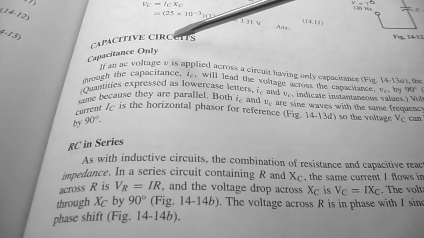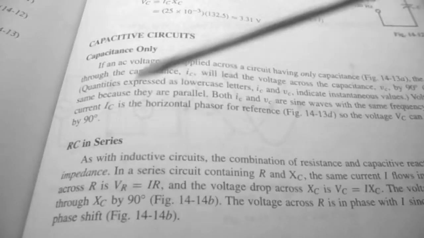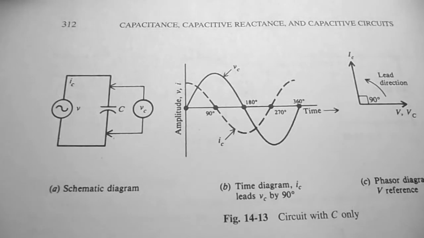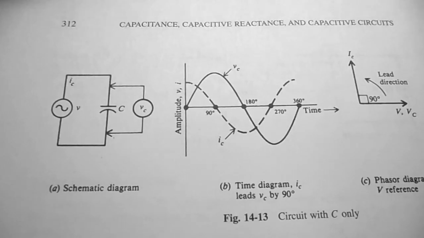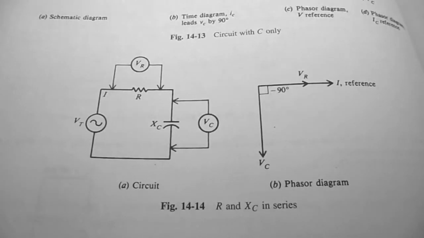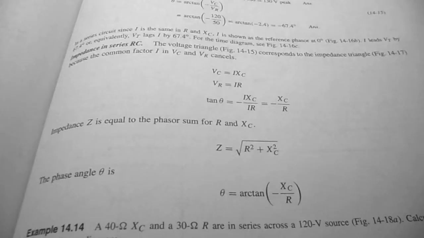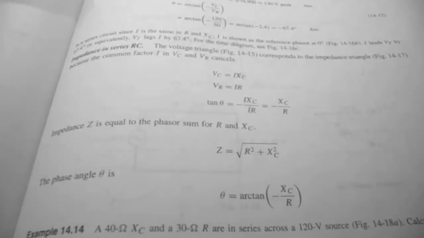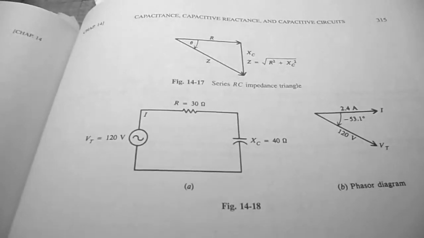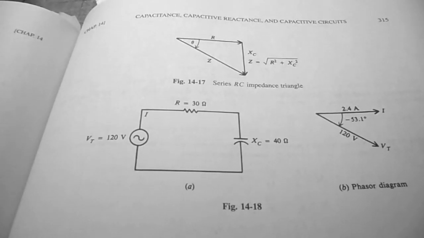It talks about capacitive circuits, capacitance only, and RC in series. It shows us the waveforms and the phasor diagrams for capacitance, and has a section on R and Xc in series, which is what our lab is about today. There's a nice section on impedance in series RC circuits, and a nice example of an RC series circuit and the phasor diagrams that go with it.